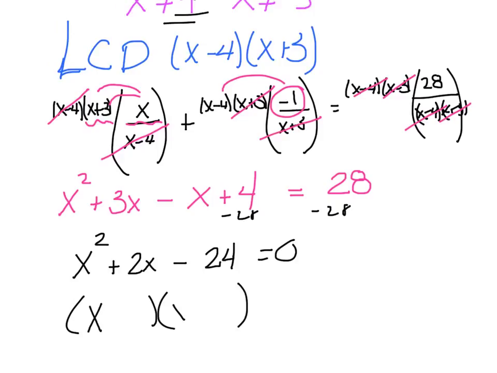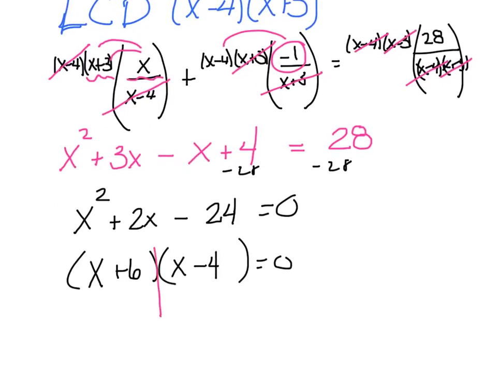Alright, we got some nice factoring going on here. Let's say I can go 6 times 4, 8 times 3, 12 and 2. I think I'm going to go 6 and 4, x plus 6 and x minus 4. And when I tee that up, I'll get x equals negative 6 and x equals 4.